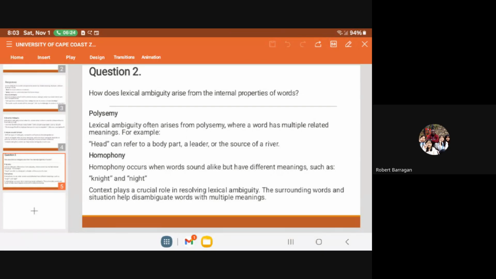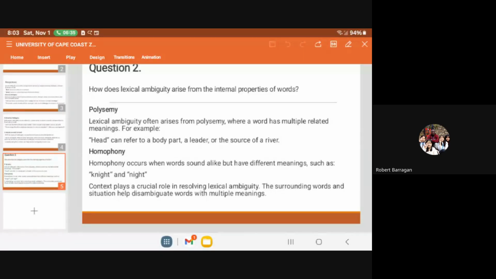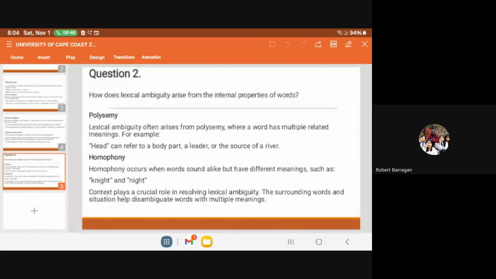Homophony occurs when words sound alike but have different meanings. We have so many examples. Words like nights and knights, because they have the same sound, could create ambiguity. So to conclude, context plays a very crucial role in helping clear this ambiguity. When we use words with the right context and the right structure, in a clear, crisp manner, it gets rid of all these ambiguities. Thank you, Madam.